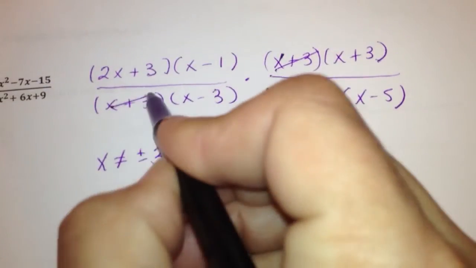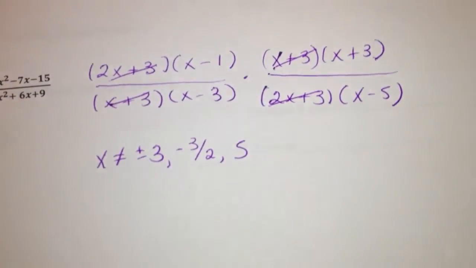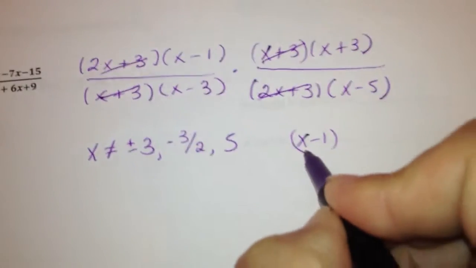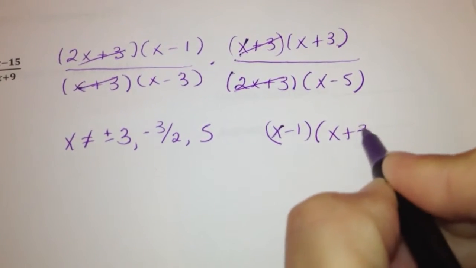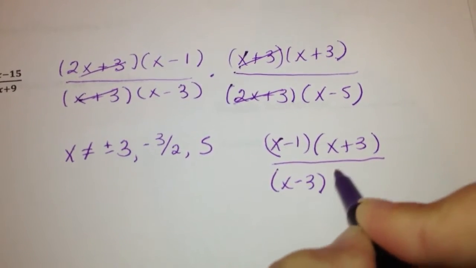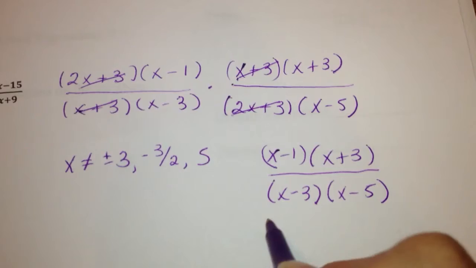Cancel out anything divided by itself, remember, is 1. And that's going to leave us x minus 1 times x plus 3 over x minus 3 times x minus 5.